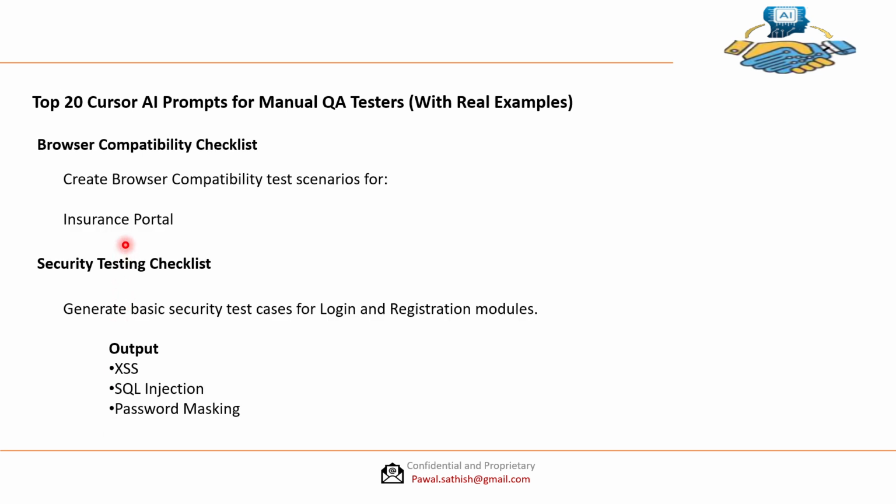Then next, we'll also use Cursor AI for a browser compatibility checklist. Okay, so we'll simply give the prompt: create browser compatibility test scenarios for insurance portal or our module. We will mention it. Okay, it will create browser compatibility test scenarios. Similarly, we'll also use the security testing checklist. Okay, so: generate basic security test cases for the login and registration modules, and the output is like cross-site scripting, SQL injection, password masking.